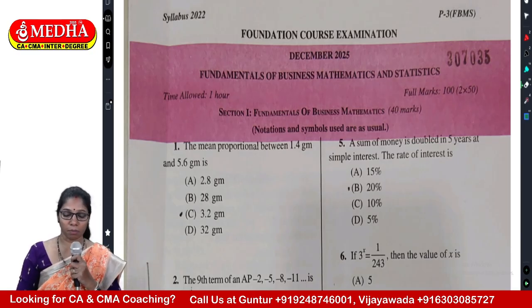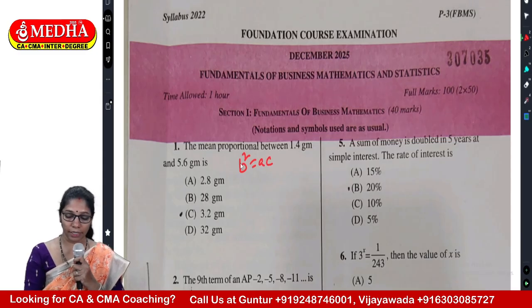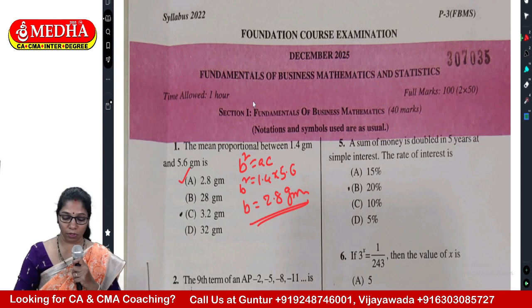The mean proportional between 1.4 grams and 5.6 grams, that is B square is equal to AC. The given two conditions are A and C, that is 1.4 grams into 5.6 grams equals B square, then B is equal to 2.8 grams. So the mean proportional between these two is 2.8 grams.